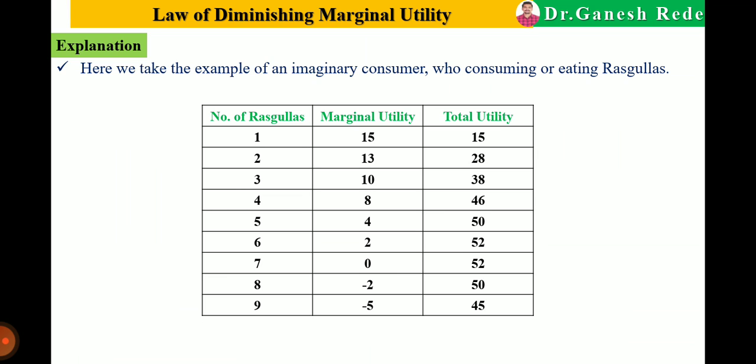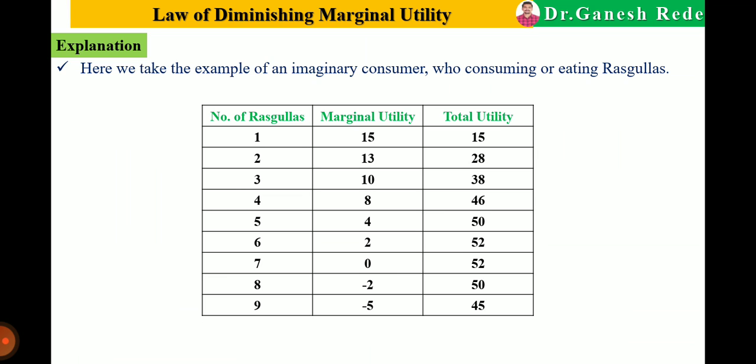If that consumer eats the first rasgulla, he gets a marginal utility of 15, so the total utility will be 15. Then again he eats the second rasgulla and gets a marginal utility of 13, which is lesser than the first. Then the total utility will be 15 plus 13, that is 28.